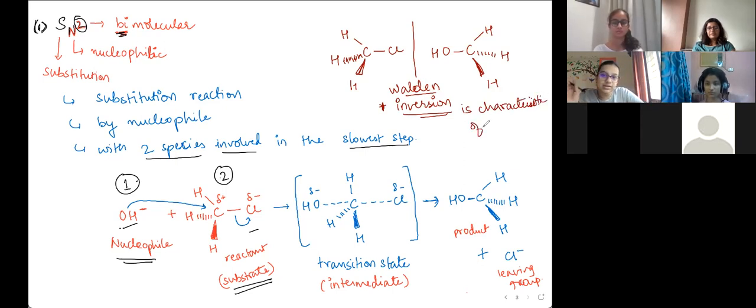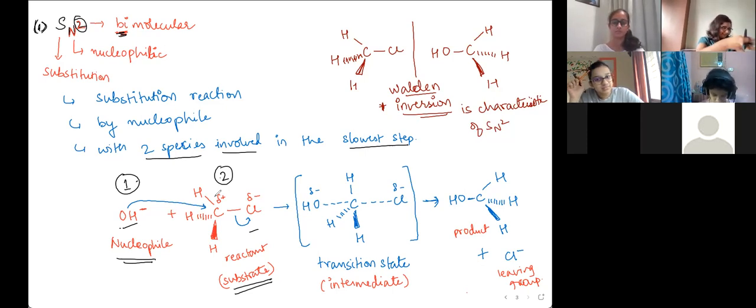Is there any reason for the inversion or just like that? Yeah, it's the mechanism. You can see what is happening, right? It's the stereochemistry. It's not just a time pass. It's like saying it's because there's a negative chlorine. No. Sorry.